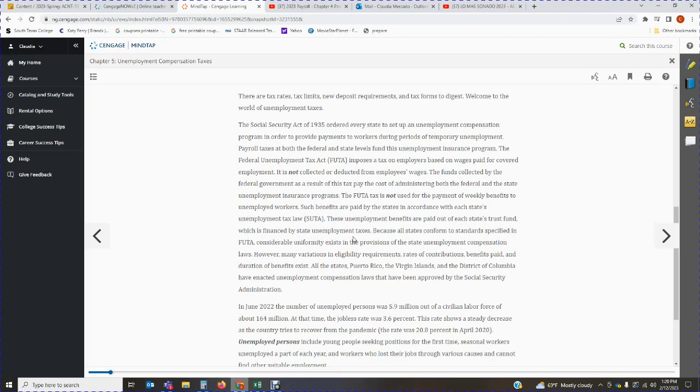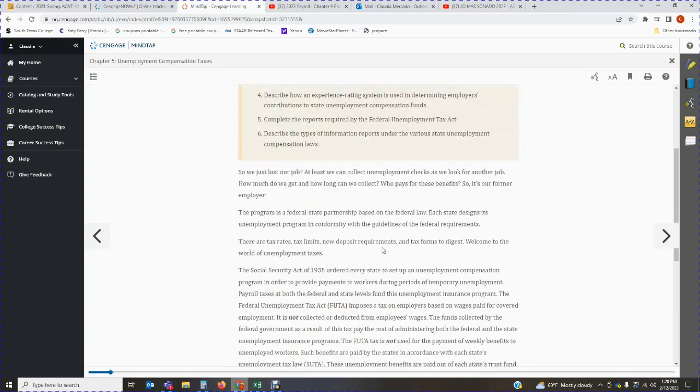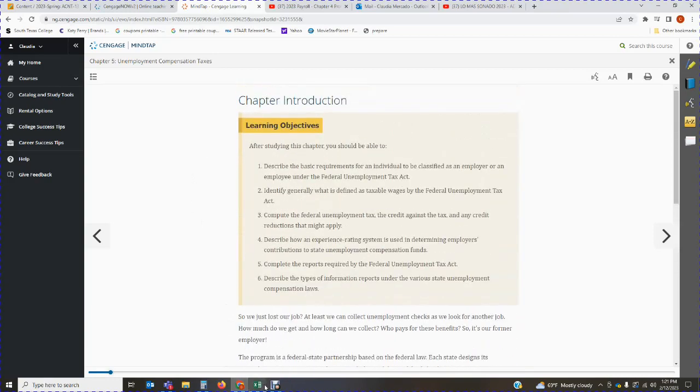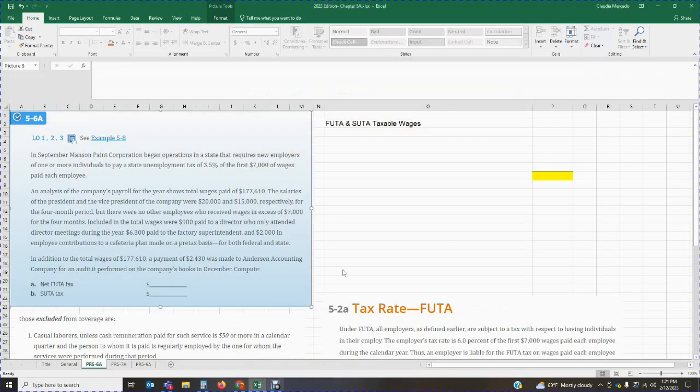So we have the two types of taxes, the FUTA and the SUTA. The FUTA is for the administration of the federal and state unemployment programs. The SUTA tax is actually used to pay out the benefits, and every state has different state unemployment tax laws and different requirements. But if you do file for unemployment, the money that you receive is coming from SUTA, the state unemployment tax. So please read over the entire chapter so you can become familiar with the information. I'm not going to do that for you.